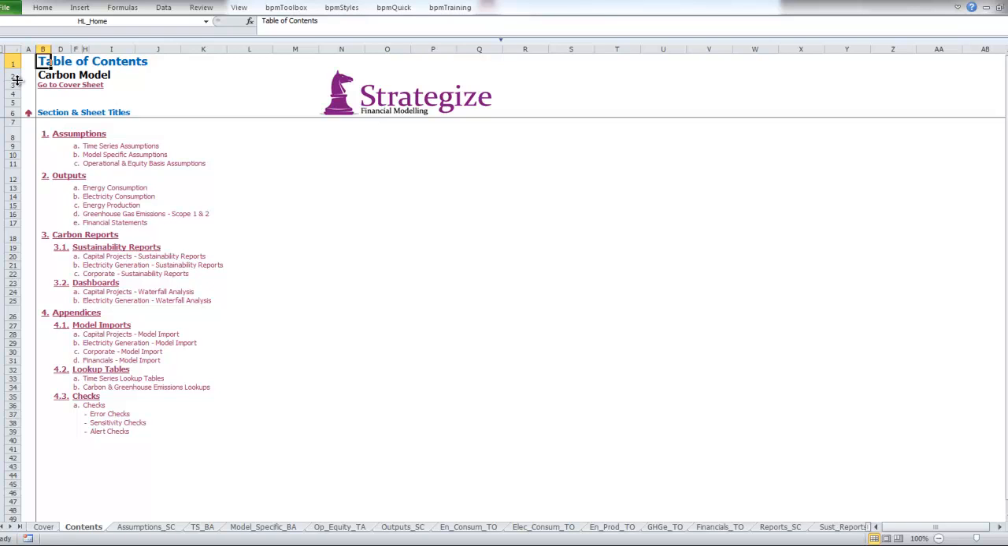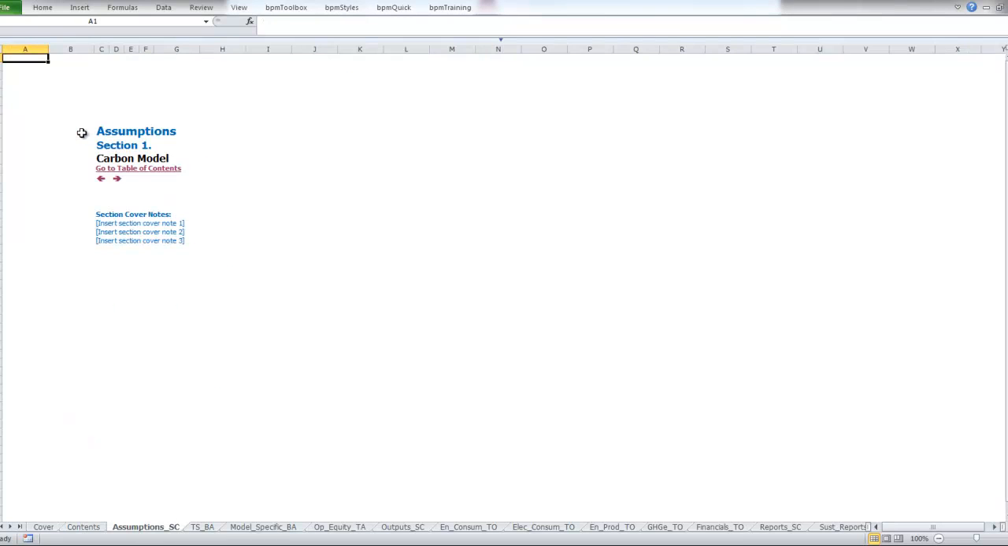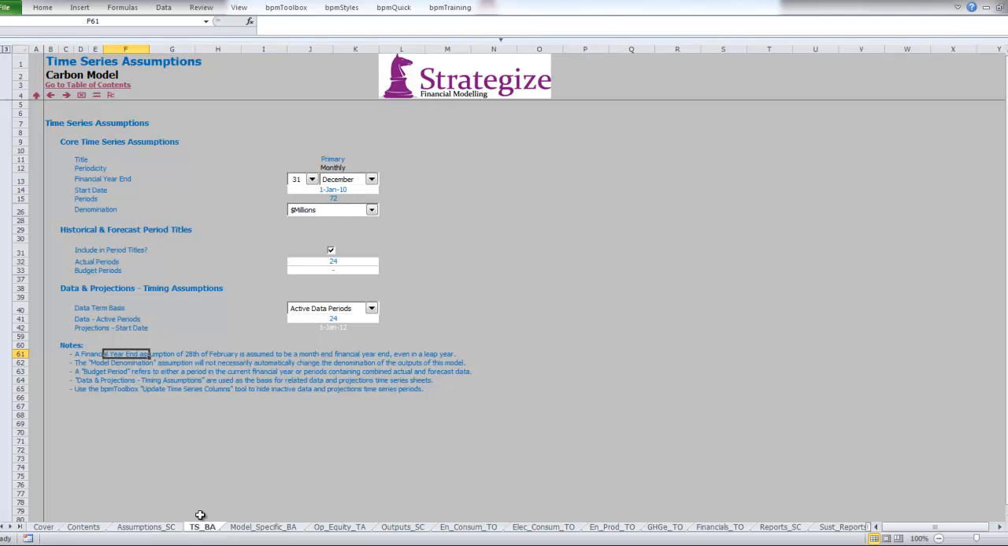is constructed. We have time series assumptions, model specific assumptions, operational and equity based assumptions, reporting carbon under operational control or under equity or financial control. Then obviously the outputs, my reports, then dashboards, and at the back of the model will be ancillary worksheets such as model import sheets, lookup tables, and error sensitivity and alert checks. I'll take you to the assumptions area because this is how the model is driven and operates.